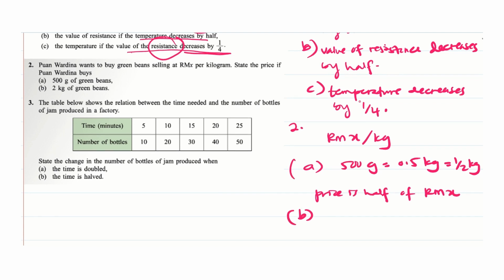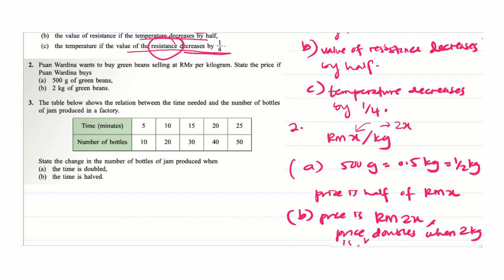For B, state the price if Wardina buys 2 kg of green beans. So now the weight of green beans doubles from X to 2X. So we know the price is now doubled. By double, it means the price will become RM 2X. All right, or the price doubles when 2 kg is bought.